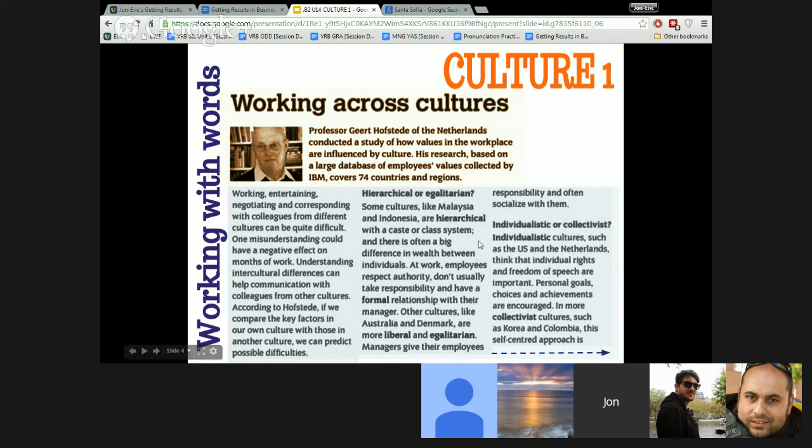Everyone take a paragraph. I'll start you off, then we'll go to Daniel, and then we'll go around the room from there. Working with cultures. Professor Gert Hofstede of the Netherlands conducted a study of how values in the workplace are influenced by culture. His research, based on a large database of employees' values collected by IBM, covers 74 countries and regions. That's the background. So, Daniel, can you take the first one for us?